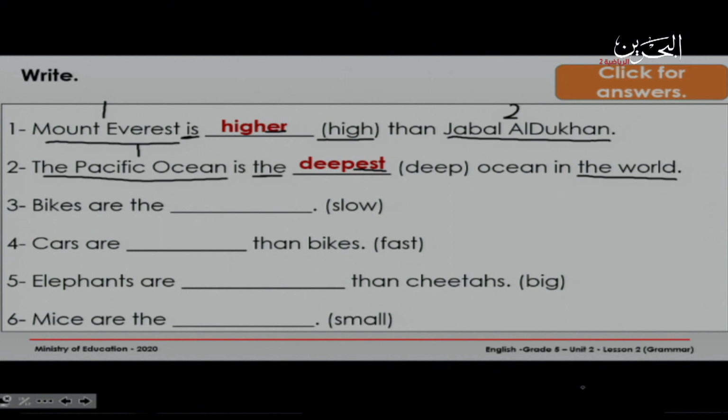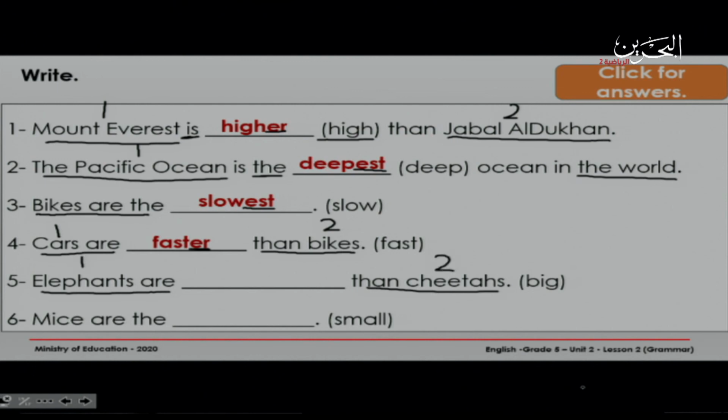Let's look at number 3. Bikes are the blank, and then we have the adjective. What's your answer? Slowest. We added EST to the adjective. Look at number 4. Cars are blank than bikes. We have cars and bikes. What's your answer? Faster. We added ER because this is a comparative adjective. Number 5. Elephants are blank than cheetahs. We have elephants and cheetahs. What's your answer?